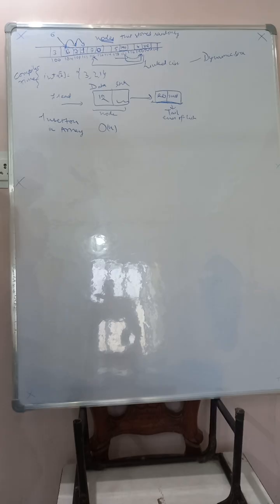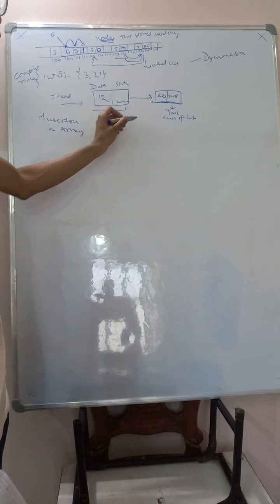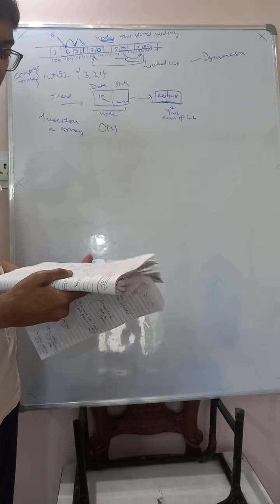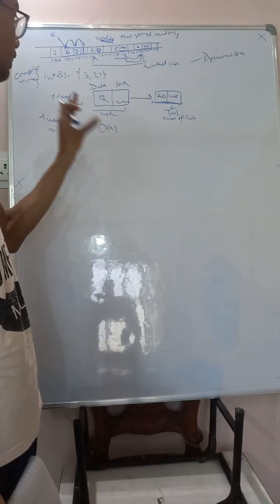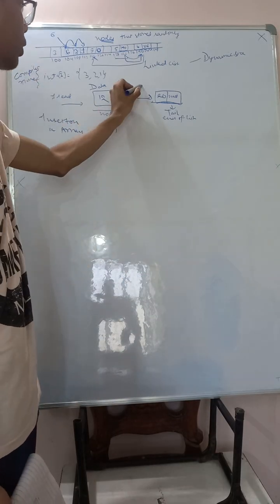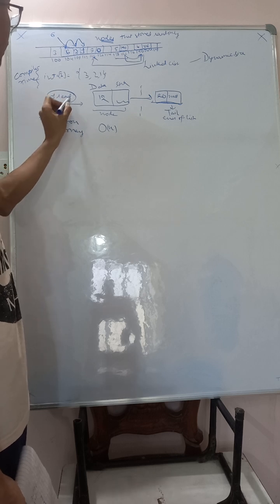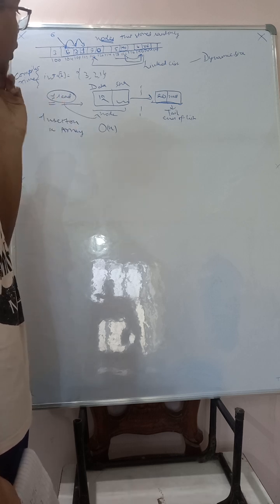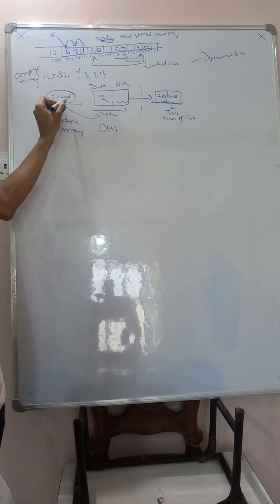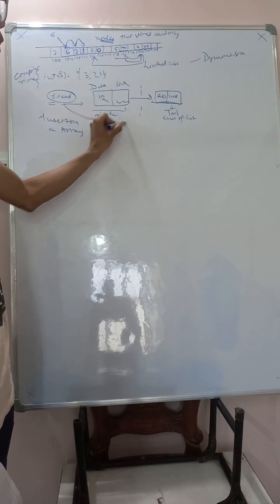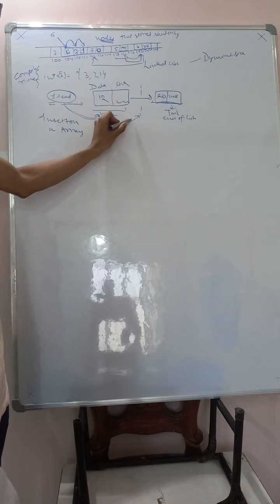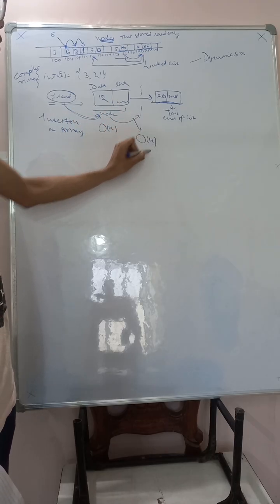Now in linked list. Suppose I want to store in linked list. Suppose I want to insert a node here. So what I have to do, I have to first access my head, then I will access second. I have to traverse my first node and then second node. So this will also take time complexity of order of n.